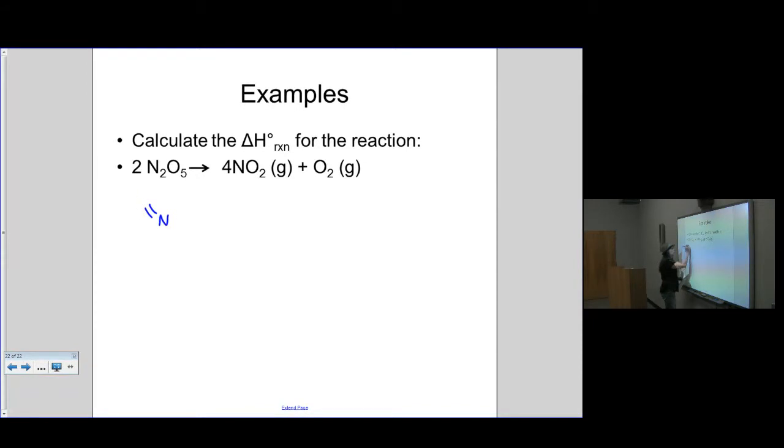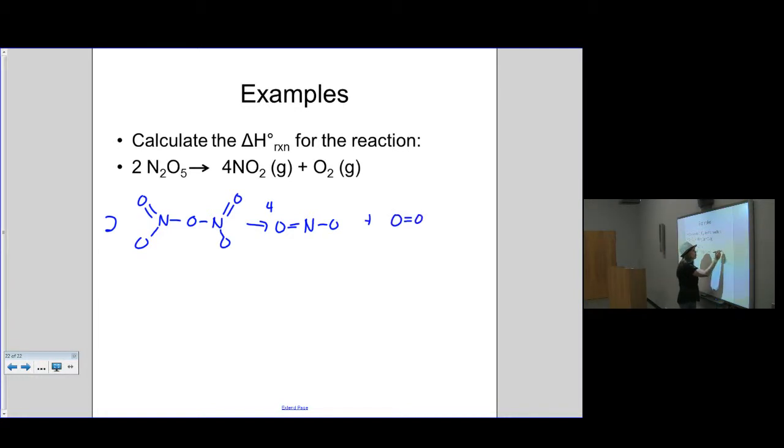So I have two of these, and that's going to form 4 nitrogen dioxides that look like that, and oxygen is double bonded like so. Now, in order to do this, I want to take the reactants, so I'm interested in my reactants minus my products first.